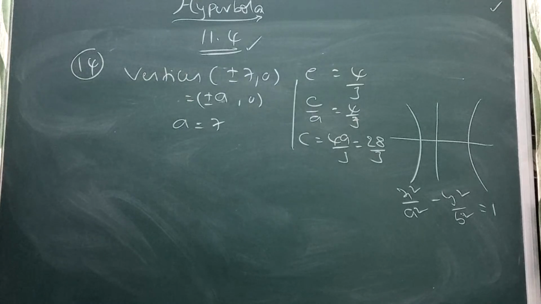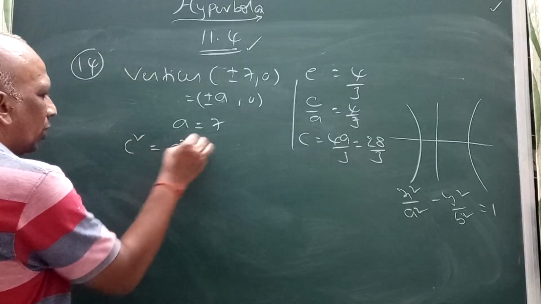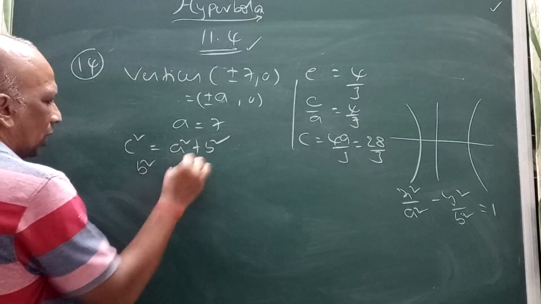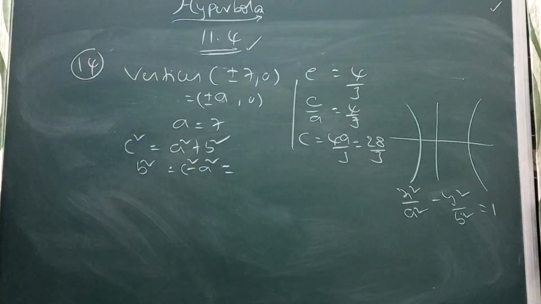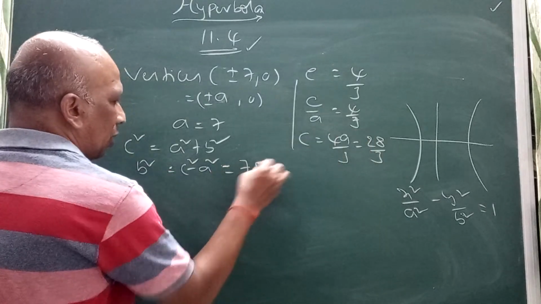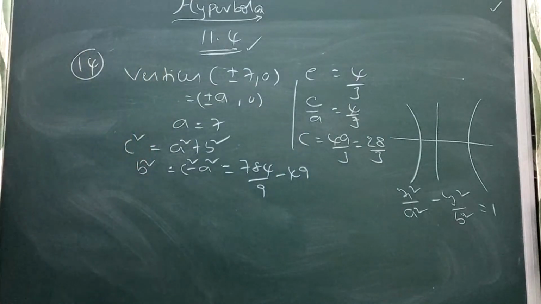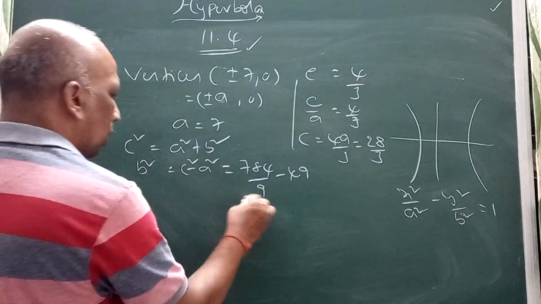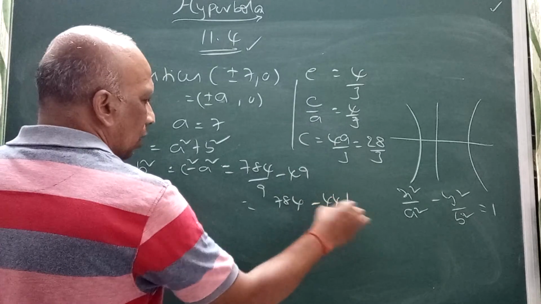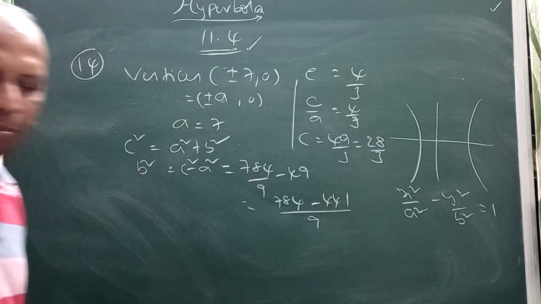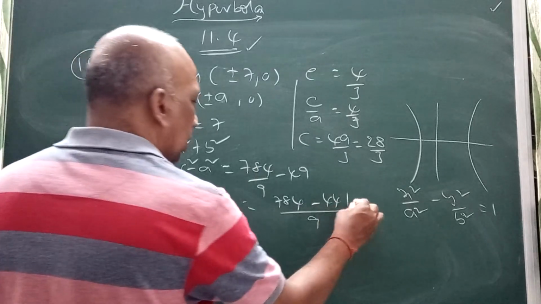Correct. Now what should I do here? I can find the relation here. Again, we know the relation c square is equal to a square plus b square. So b square is equal to c square minus a square, right? C square, 28 by 3 whole square, you will get 784 by 9, minus a square 49. You can simplify here: 784 minus 441 by 9, right? You simplify, it comes to 343 by 9, correct?